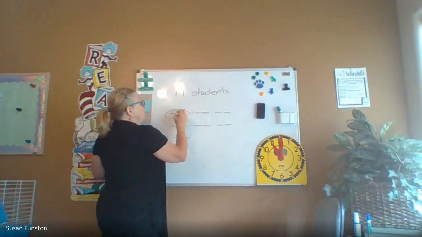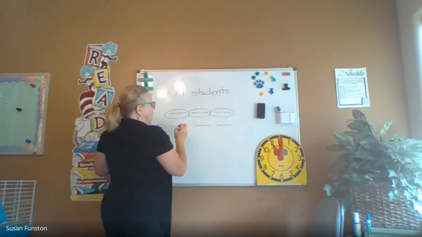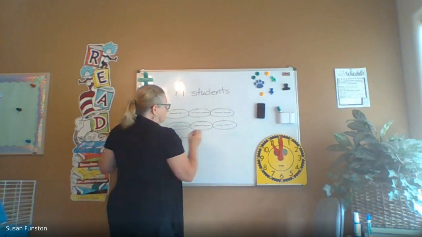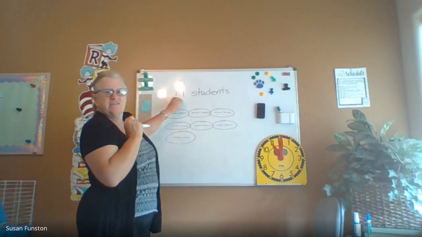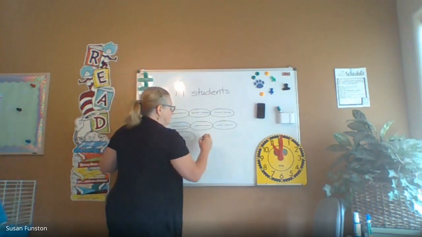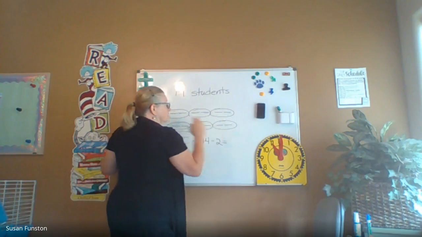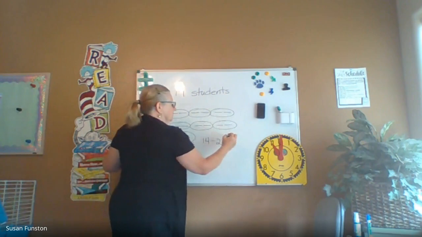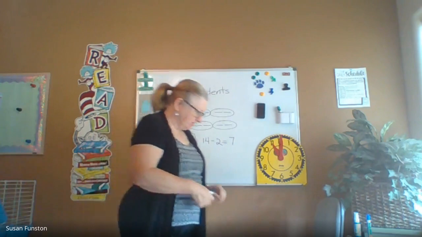So here is 1 pair of desks, 2 pairs of desks, 3 pairs of desks, 4, 5, 6, 7 pairs of desks. So again, it's division. I'm going to start with my largest number, 14. I'm going to divide by 2 because I have 2 desks in each group. So how many groups of desks do I need? 1, 2, 3, 4, 5, 6, 7. So 14 divided by 2 is 7.